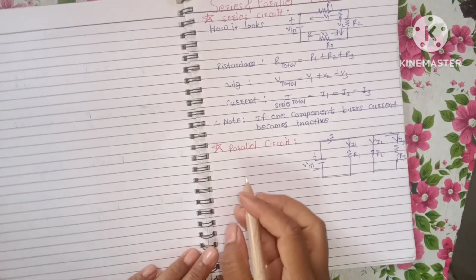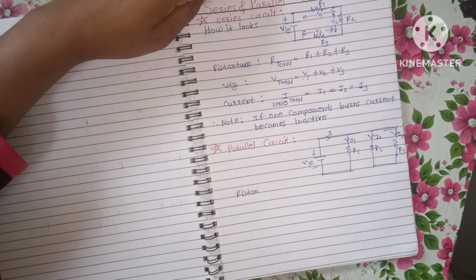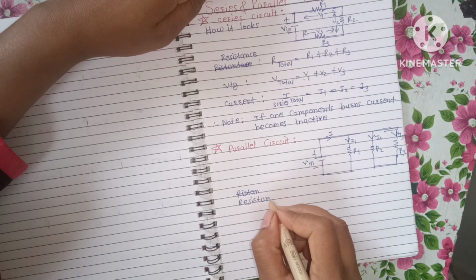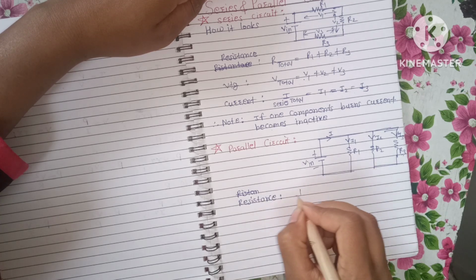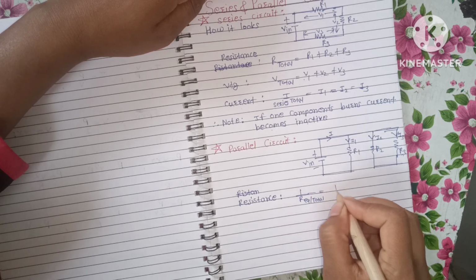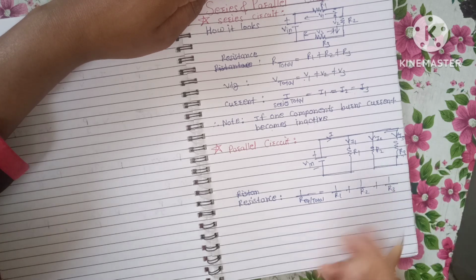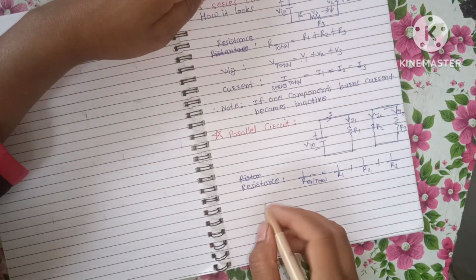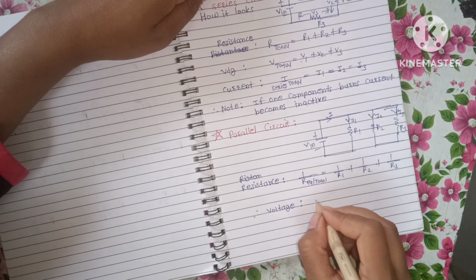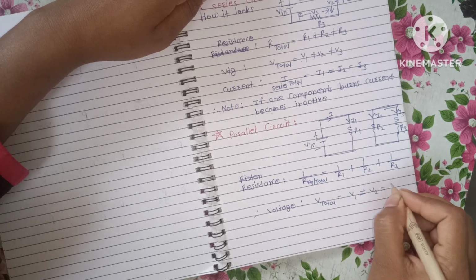Now the first point is total resistance. The total resistance is given by 1 by R equivalent, which is equal to 1 by R1 plus 1 by R2 plus 1 by R3. In this way we calculate the total resistance of the circuit. And voltage: V total is equal to V1, which is equal to V2, which is equal to V3.